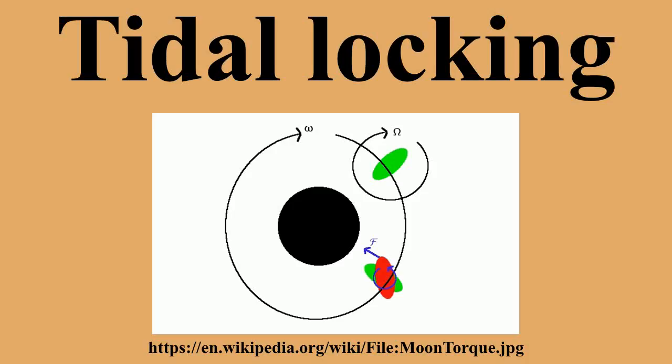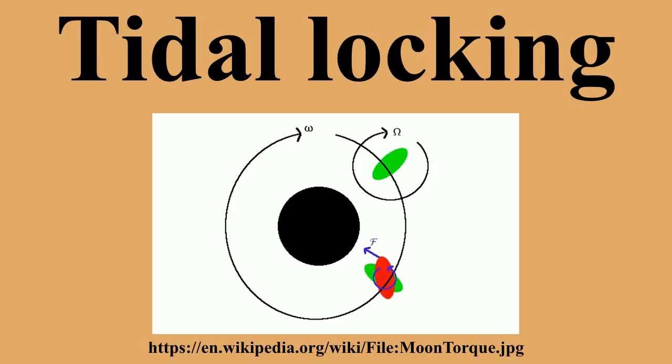In the case where the orbital eccentricity is exactly zero, tidal locking results in one hemisphere of the revolving object constantly facing its partner, an effect known as synchronous rotation. For example, the same side of the Moon always faces the Earth, although there is some libration because the Moon's orbit is not perfectly circular.